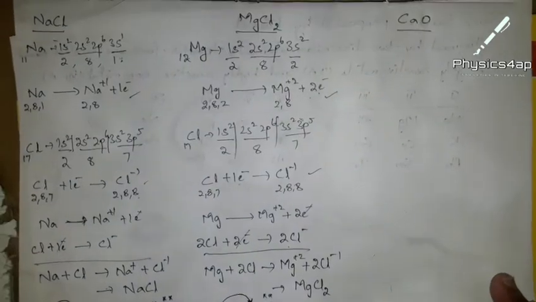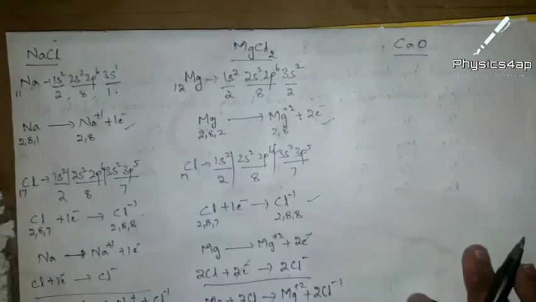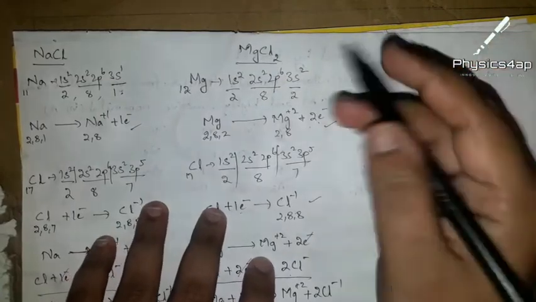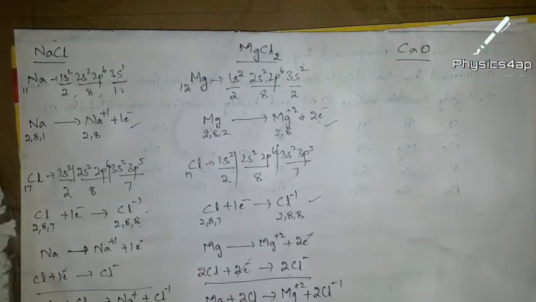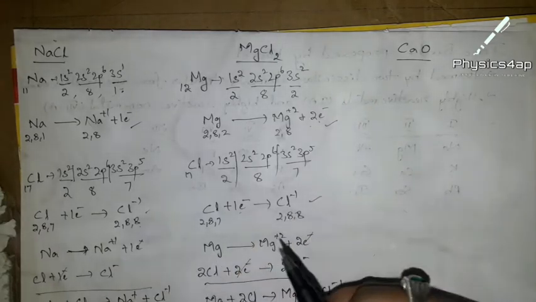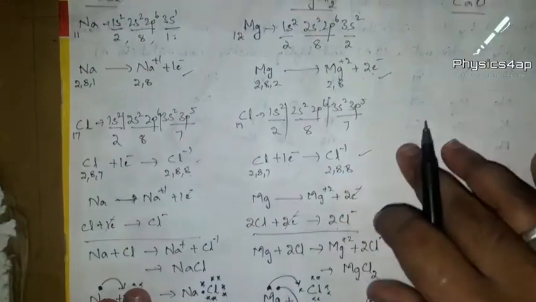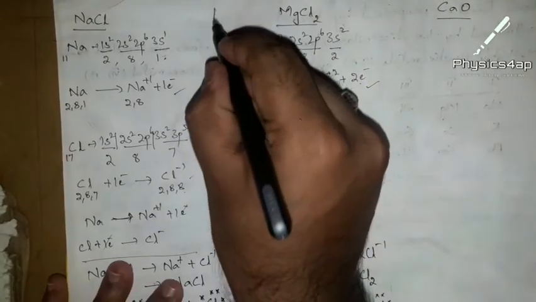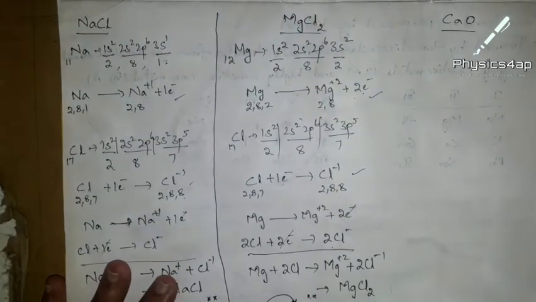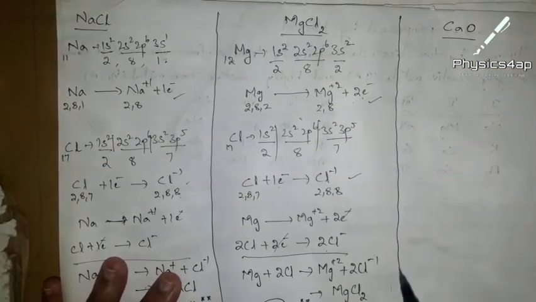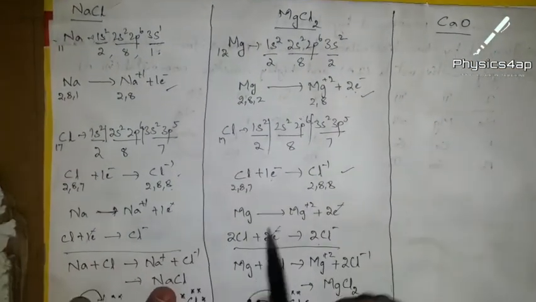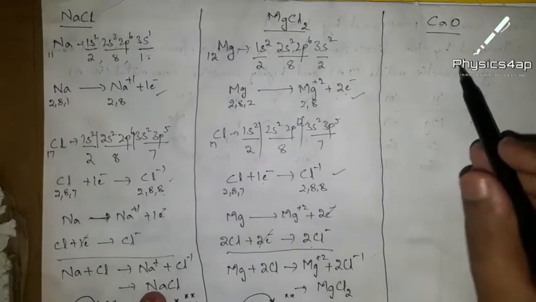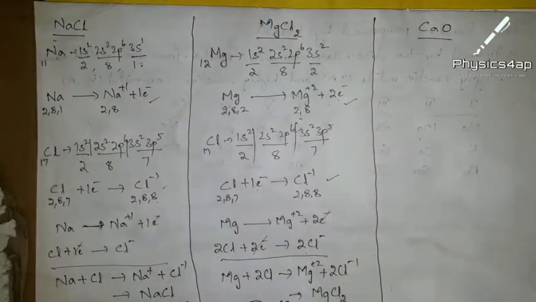And for another example, let us take calcium oxide. You can pause the video and do it by yourself once, and after doing it you can play the video again and check whether we have written it correctly or not. It's just simple, the same as what you have done for NaCl and what we have done for MgCl2. The same thing we have to do for CaO. It's very easy, as here we multiplied with 2 to get the balance, but here there is no need for multiplying, so you can easily do it.